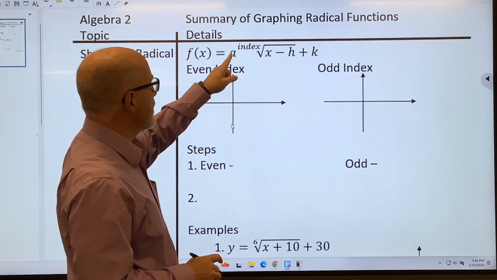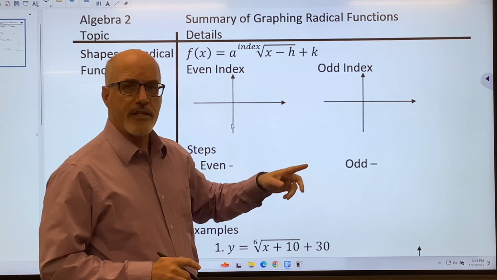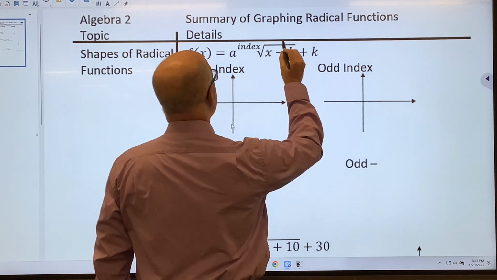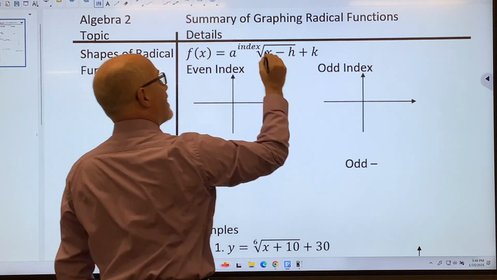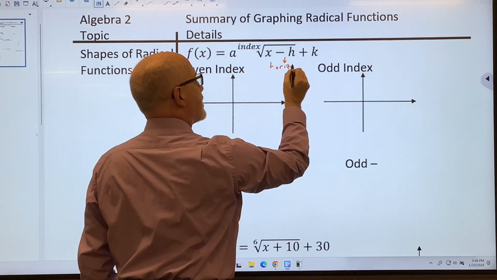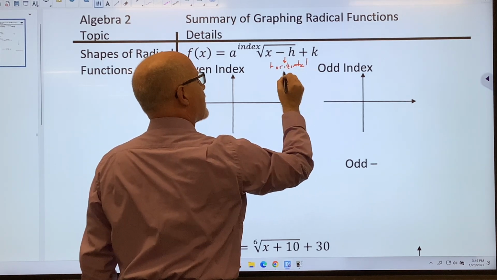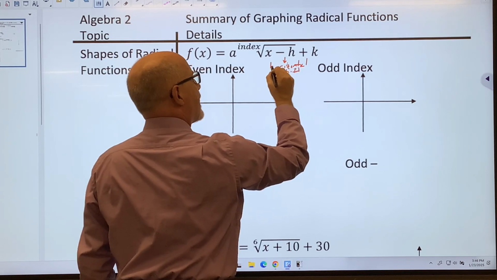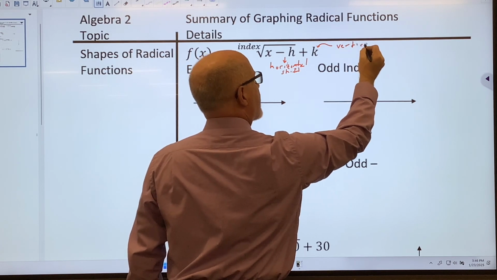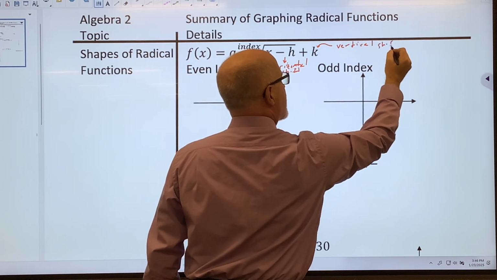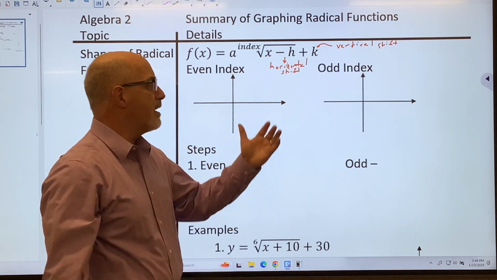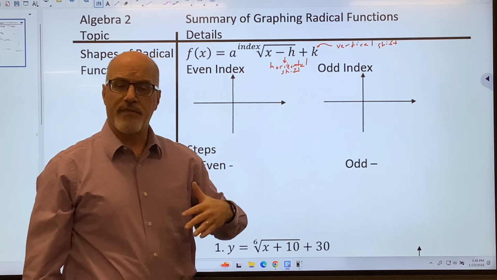And the index here, this is where we're going to talk about the even and the odd patterns that we have. The number on the inside, I'm going to make sure that you recognize this part. So when you look at the number on the inside, this is where we work with our horizontal shift. And this one is where we get our vertical shift. That's very standard for functions, that inside the function itself, inside the radical in this case, affects it horizontally, whereas the number outside of the function affects it vertically.